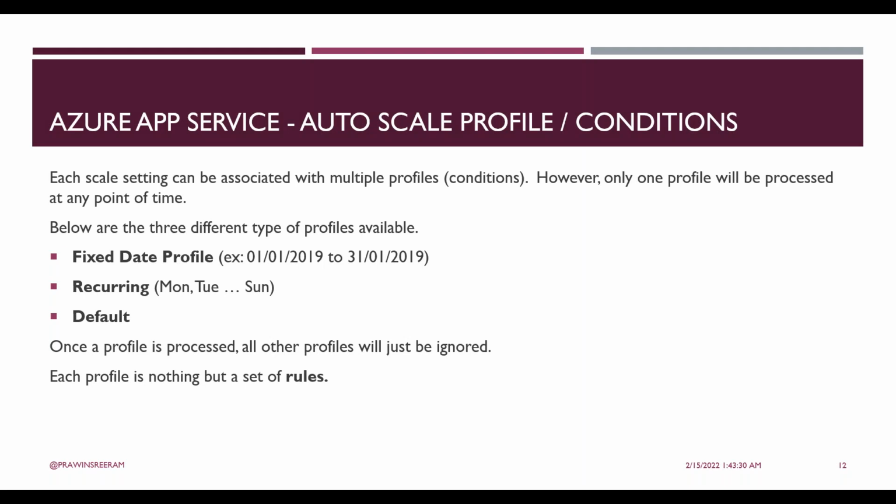So now what is a profile or condition? Auto scale conditions. The previous name was auto scale profile. Now they have renamed the profile to conditions. So what is this condition? There are 3 types of conditions available: the first one is fixed date profile, recurring profile, and the default one. Fixed date means a date range, basically. During these days, we want some condition. And for default, we have some conditions.